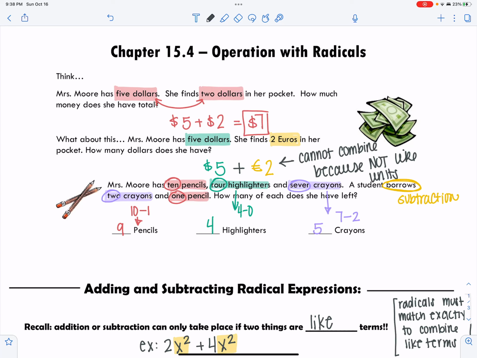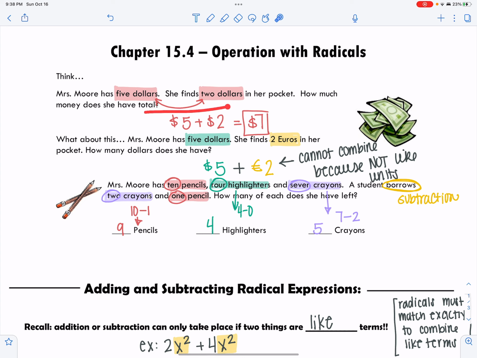Hey guys, so in this video we're going to look at operations with radicals. Specifically in this video we're just going to look at adding and subtracting of radicals. So I have some examples here from the notes and I just wanted to go ahead and work them out. But the big theme from this part up here is just that you can only combine like terms.